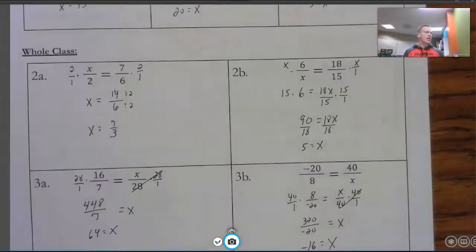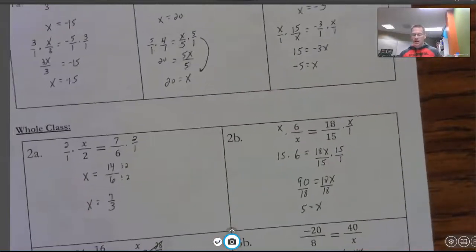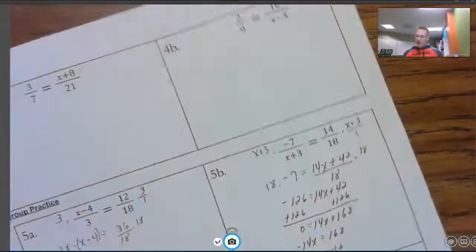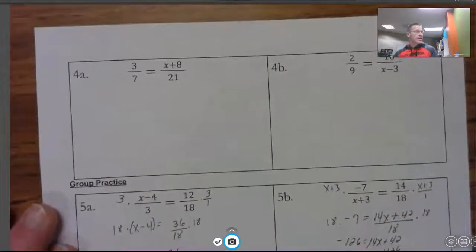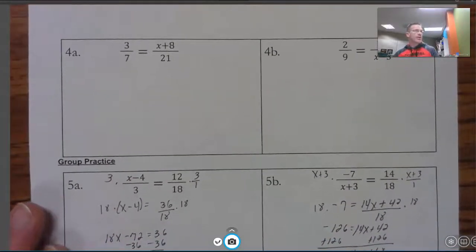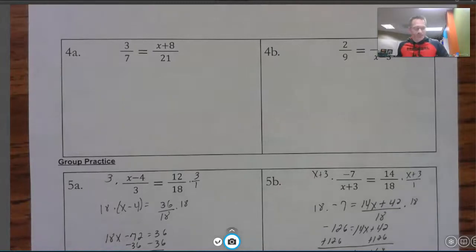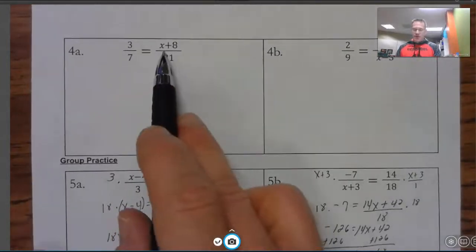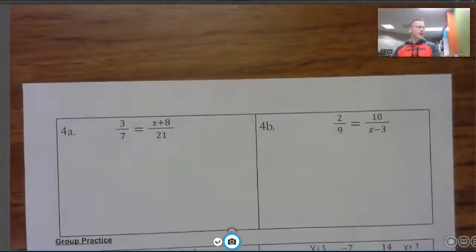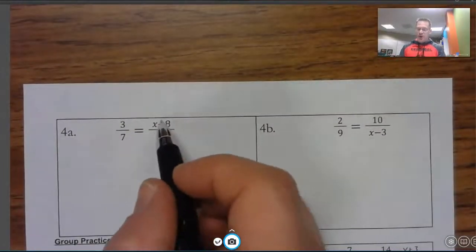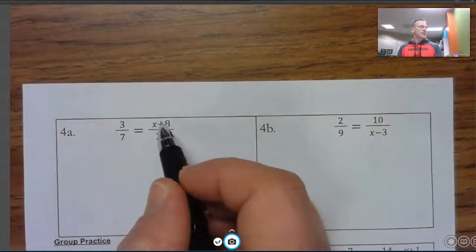So hopefully you guys are feeling a little bit comfortable with this. So let's take a look at two more problems together. Because sometimes, when we look at what we're doing here, we get more than just x. So we now notice we have an x plus 8 here. So now I'm going to start by undoing the division by doing my multiplication.